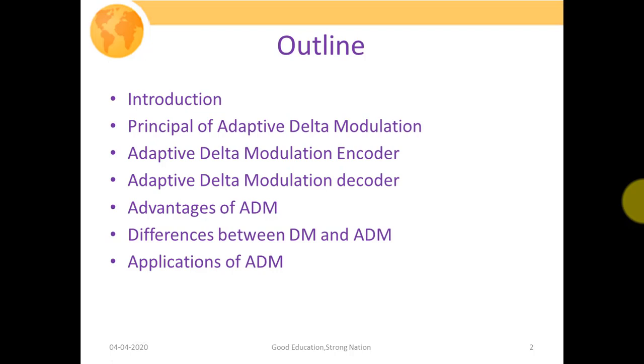Then we will discuss the principle of adaptive delta modulation, which will be followed by the description of the ADM encoder as well as the decoder. Then we are going to discuss several advantages of adaptive delta modulation. Then we will discuss several differences between delta modulation and adaptive delta modulation. And finally, we are going to conclude by discussing some of the applications of adaptive delta modulation.